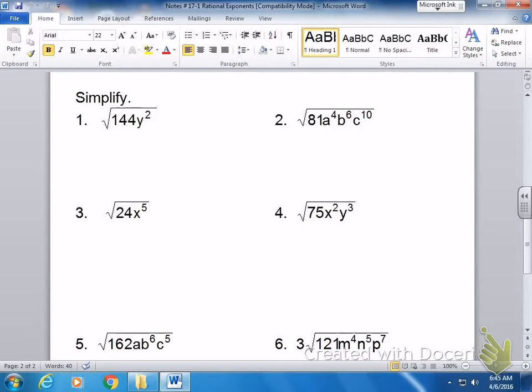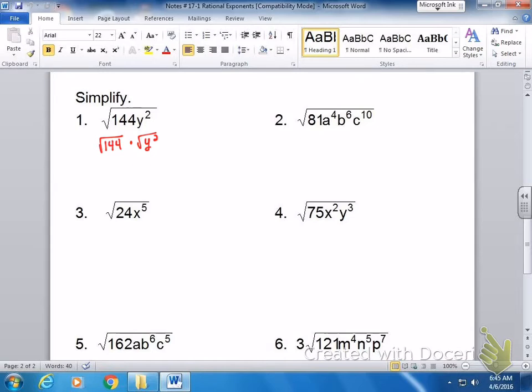Now notice this says simplify, okay? You cannot put these in your calculators. You may let the calculator help you with some number stuff, but as far as the variables go, you're going to have to know how to do that on your own. Now, one way to do these is to write it out. The square root of 144y squared is really the square root of 144 times the square root of y squared. Now, you may not have to write that out, but sometimes it helps.